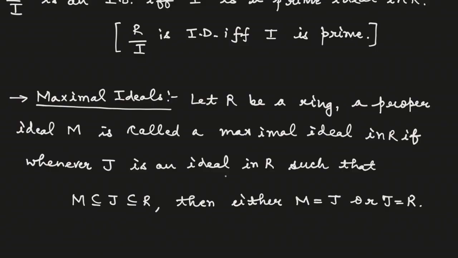R is a ring, M is a proper ideal, M is called a maximal ideal in R if whenever J is another ideal in R such that M is contained in J, which is contained in R, then either M is equal to J or J is equal to R. Then we will say that M is a maximal ideal.